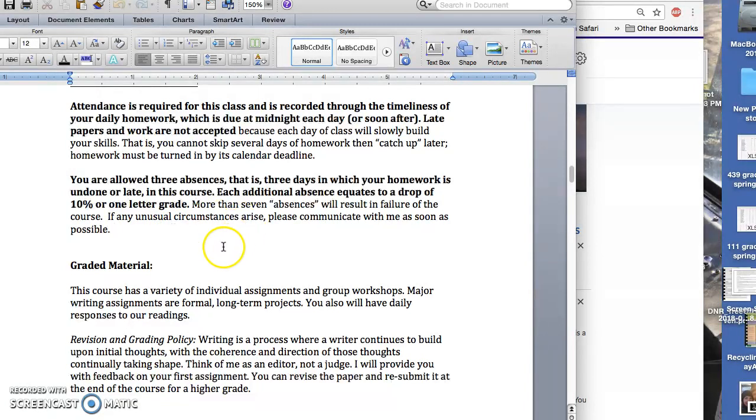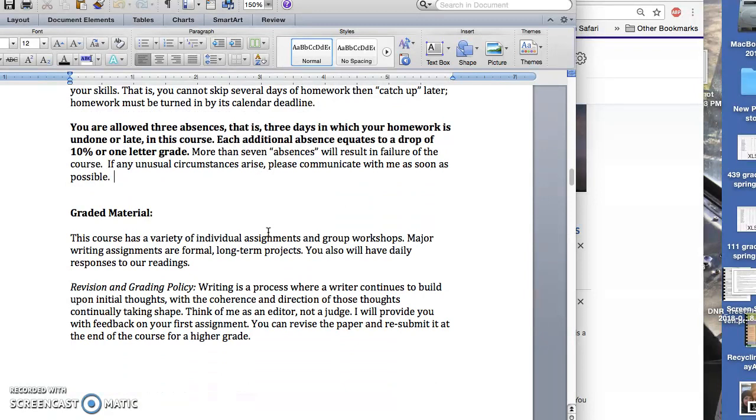After 3, you also start to compile absences, which will equate to the loss of 10%, or basically 1 letter grade. So if you miss 7 posts, which essentially count as your attendance, then you're going to fail the course. So you need to be doing your homework on time. You can miss 3 times, and after that, it's going to start to affect your grade.